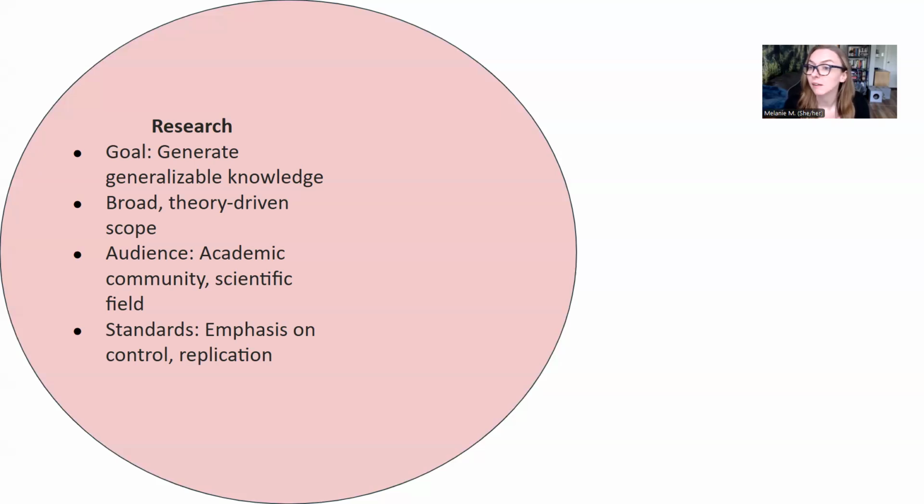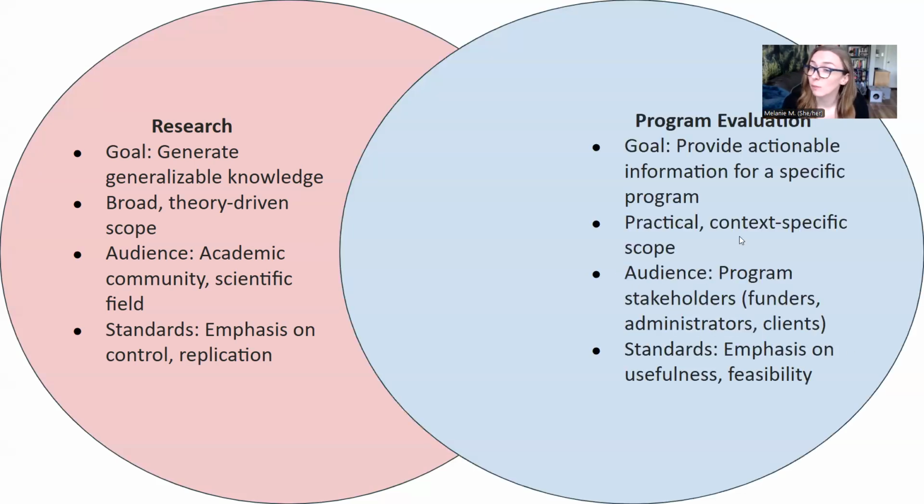That replicability, as we talked about throughout our semester, is very key in research, and that emphasis on control and research design. And that's compared to program evaluation. So again, this is very action-based on a specific context, a specific scope, and the audience isn't the academic community. Here, the audience are program stakeholders, which are people who fund the program, the people who work at the program, the clients that the program is seeking to serve. And the standards are less focused on things like replicability or scientific rigor and more on how useful and feasible is this information?